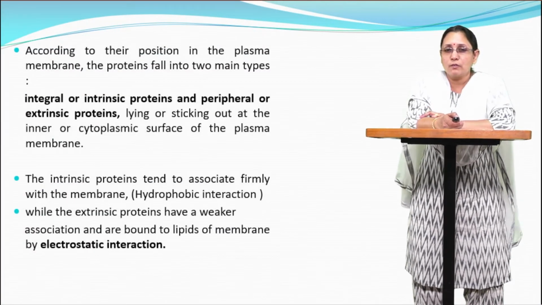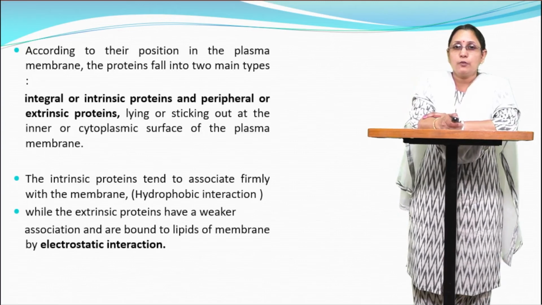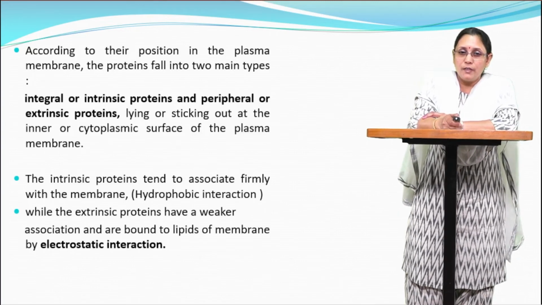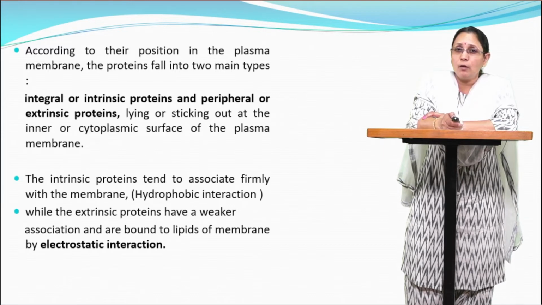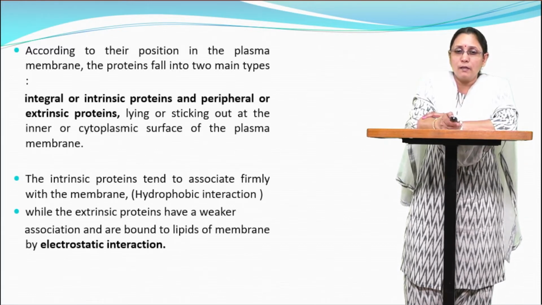According to their position in the plasma membrane, basically two types of proteins are there: integral proteins, which are also known as intrinsic proteins, and peripheral or extrinsic proteins. So as per the location, these proteins are labeled. The intrinsic proteins tend to associate firmly with the membrane or this lipid bilayer.